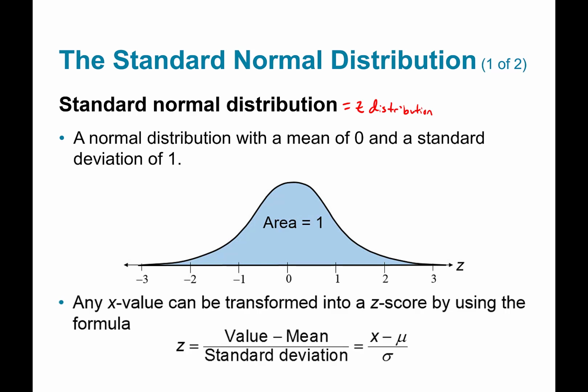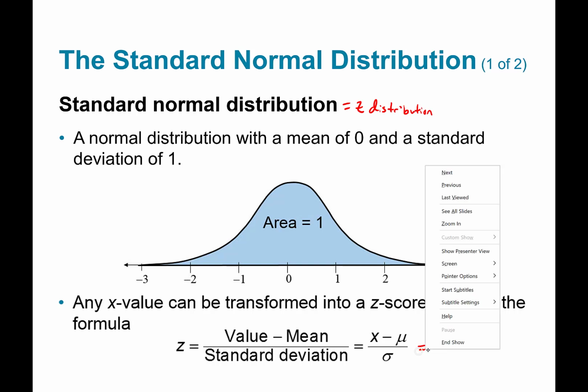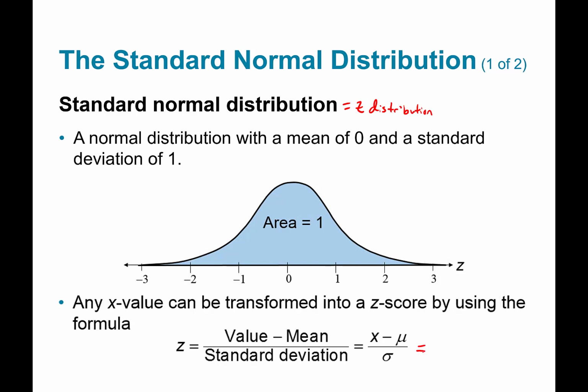To do that, we're going to use our formula for the z-score from chapter 3. Remember, the z-score, or the standard score, is just equal to the data value minus the mean, divided by the standard deviation. So z is equal to x minus mu divided by sigma, or for a sample, it's equal to x minus x bar divided by s, depending on if you have population data or sample data.